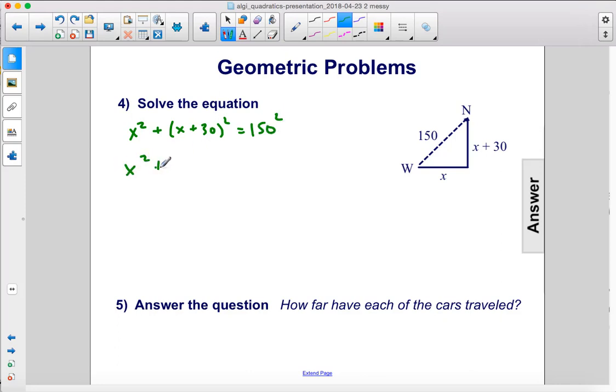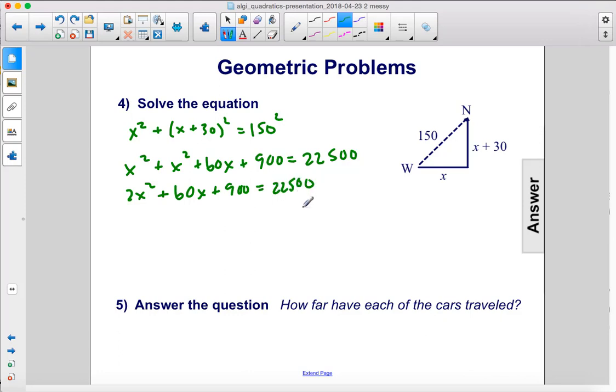So we have x squared plus x squared plus 60x plus 900 equals 22,500. Then we combine those to 2x squared plus 60x plus 900 equals 22,500. Now, we're going to divide everything by 2 to make it a little simpler. So now we have x squared plus 30x plus 450 equals 11,250.